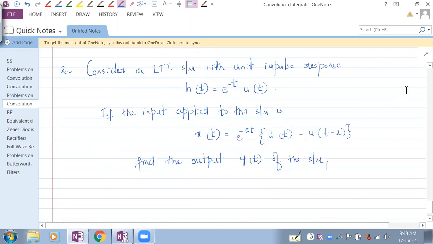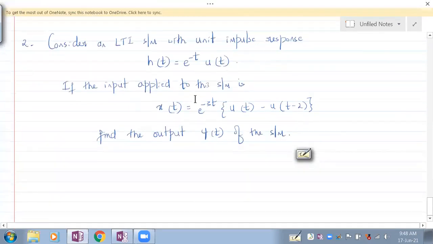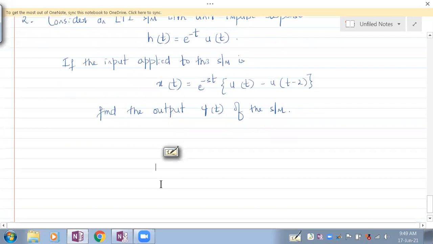So this is not a straightforward problem. They have given us the impulse response and the input. This is the impulse response of an LTI system, mind you. If the input is x of t, they are asking us to find the output of the system. Since it is a continuous time LTI system, the output is the convolution integral of the unit impulse response and the input. Understand that?